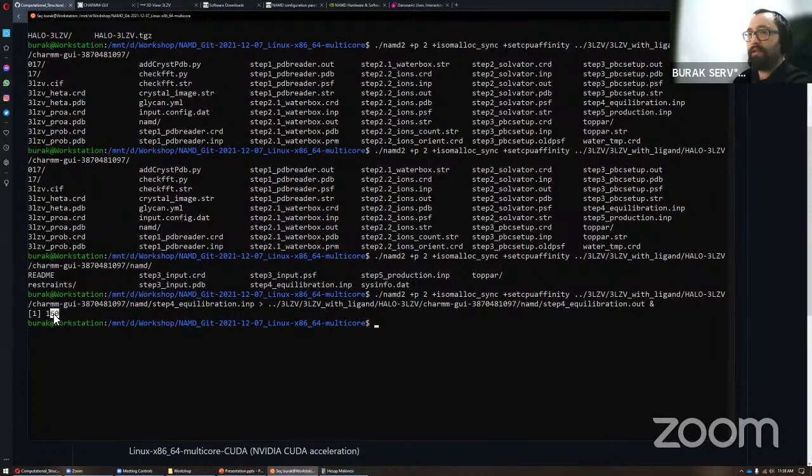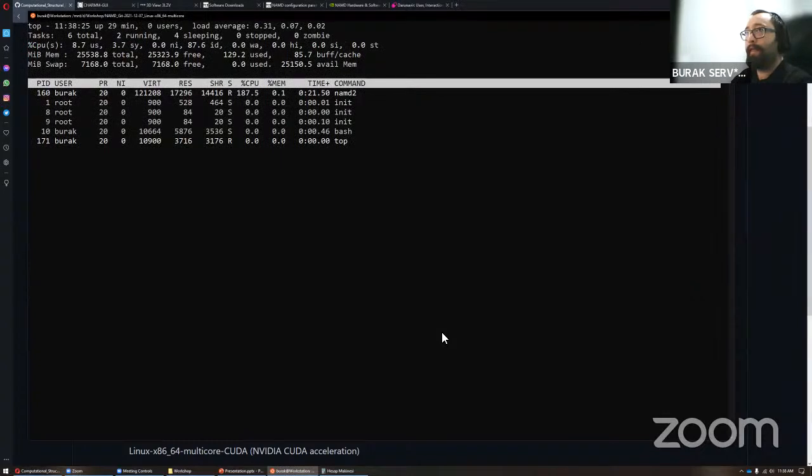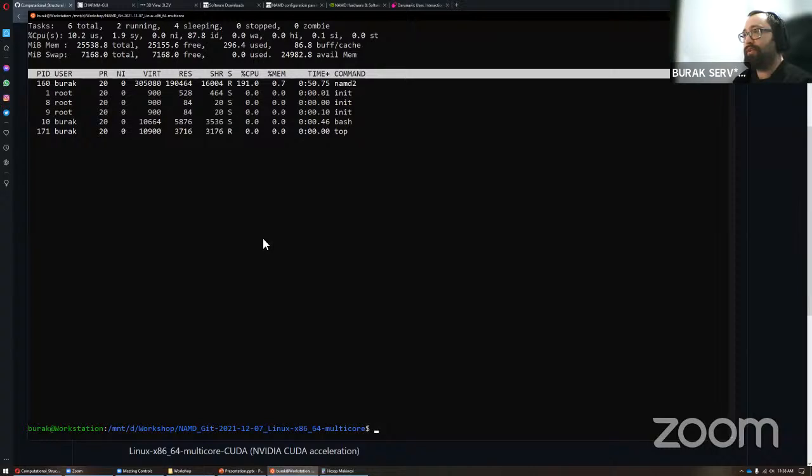Now you can see this is the ID for NAMD2. Now I want to type here top. And actually you can see NAMD2, it's here, it's working, and the process ID, this one. Now I want to press Control C, so you can quit or exit this part.